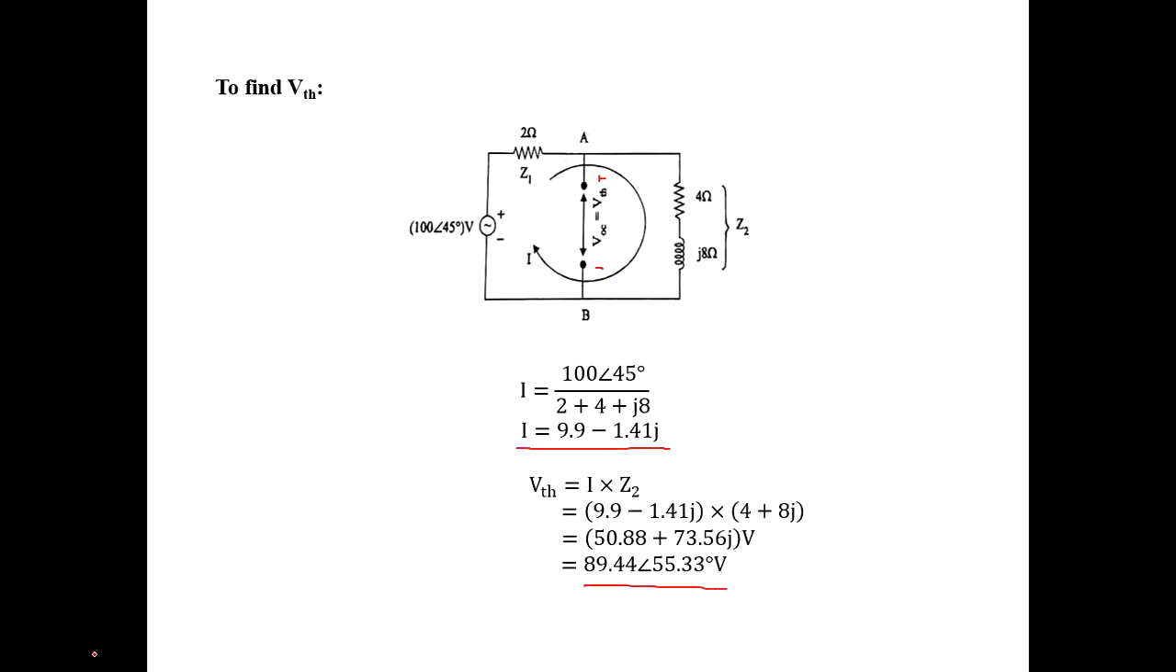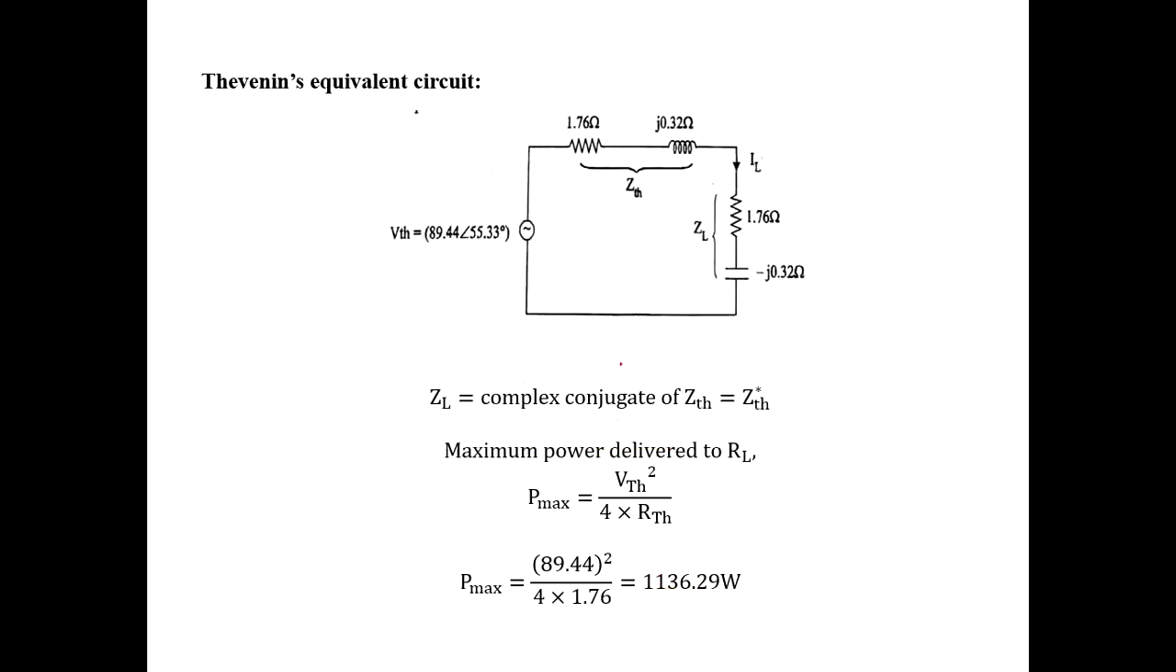Here we have to convert this rectangular value into polar format. Next, we have to draw the equivalent circuit. In the equivalent circuit, we know that VThevenin, and then ZThevenin is in series with this VThevenin, and also the load impedance is in series with this VThevenin.